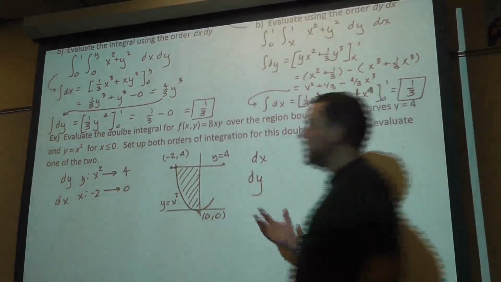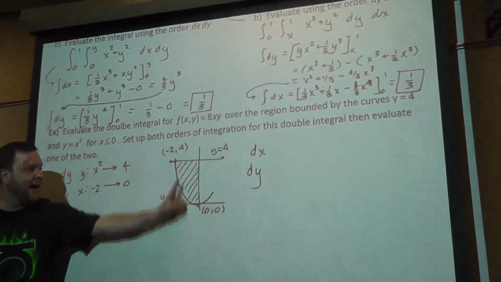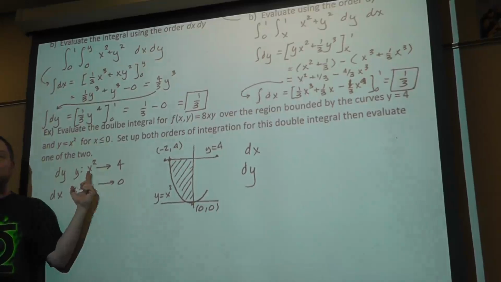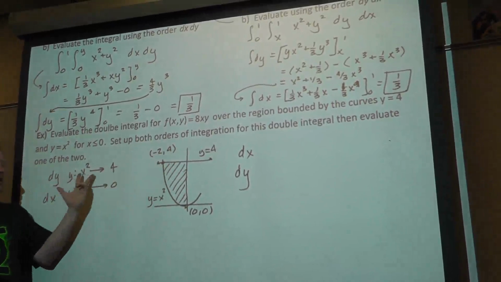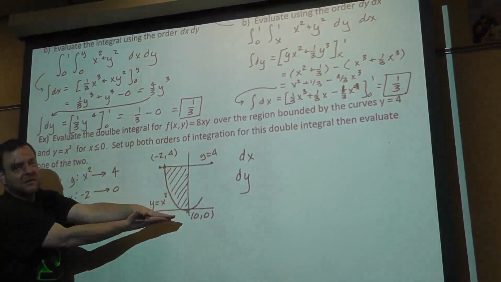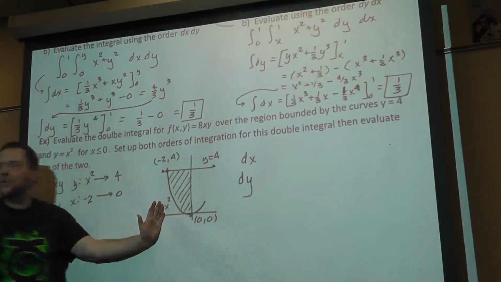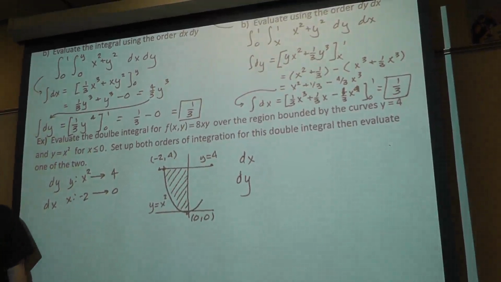So if you commit to doing the y direction first, you needed to have that picture. Going in the y direction through this space, the first thing you hit is y equals x squared. The last thing you would ever hit is y equals 4. So those are correct for the y limits. When this is flattened to the x-axis, all that's left is from negative 2 to 0. So those are your correct dy and then dx limits.